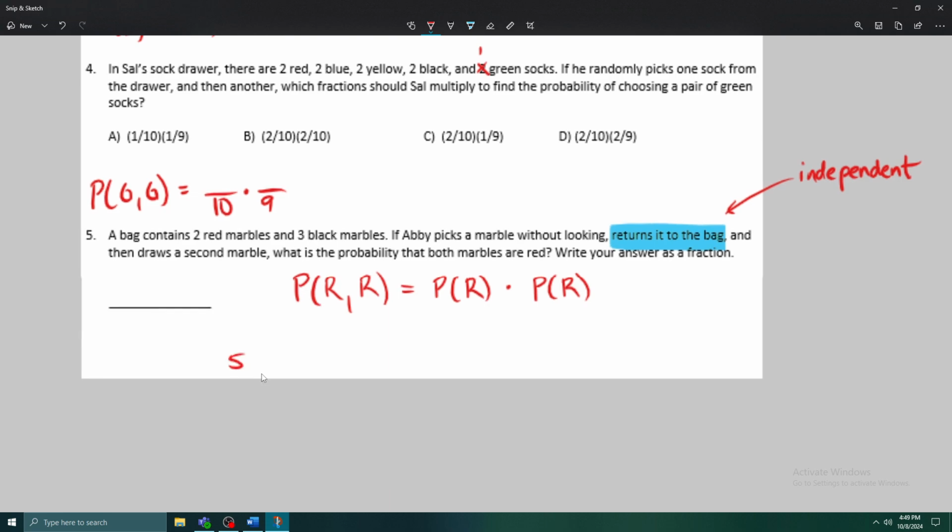How many total is that? It's 5. Right? So 5 should be in your denominator there. It should be over 5 both times, right? Because we put it back. So we pull it the first time, we put it back, so now there's still 5. Still 5 in the denominator. Still 5 in the bag, right?